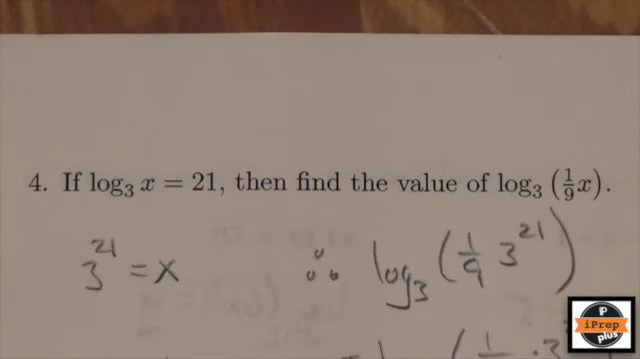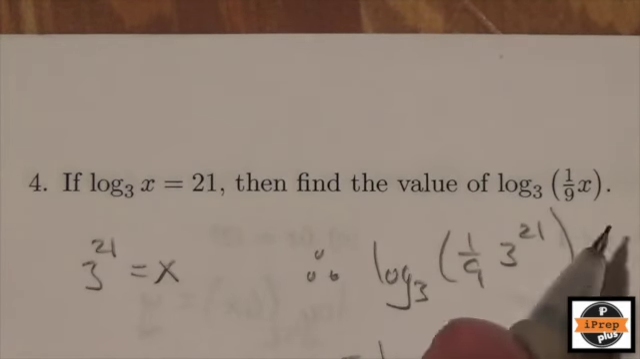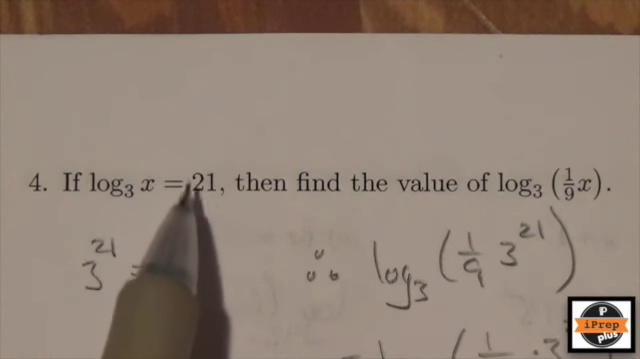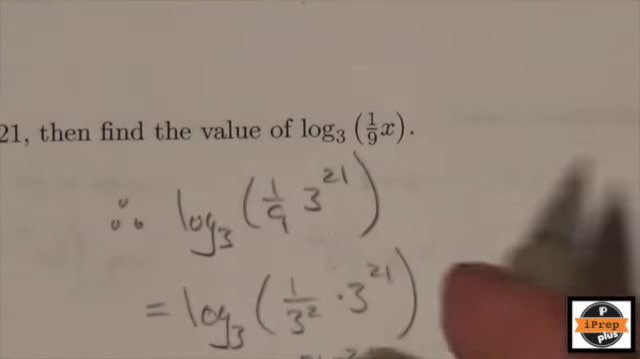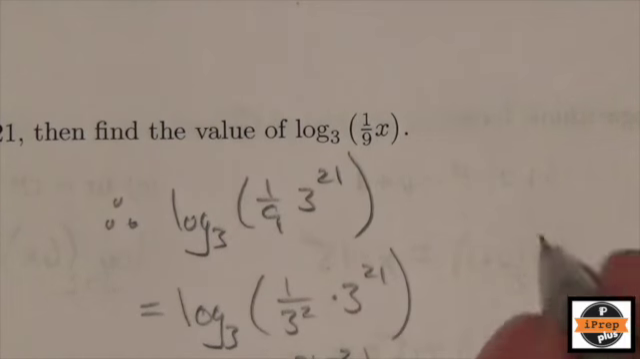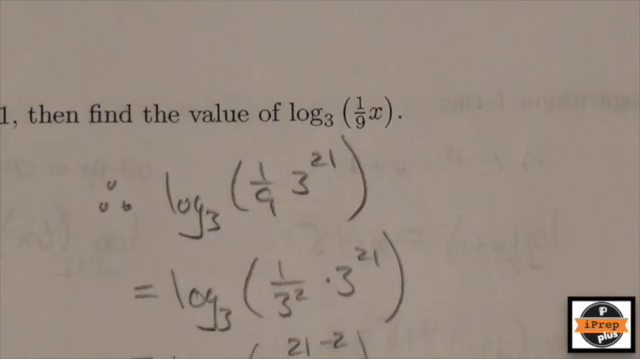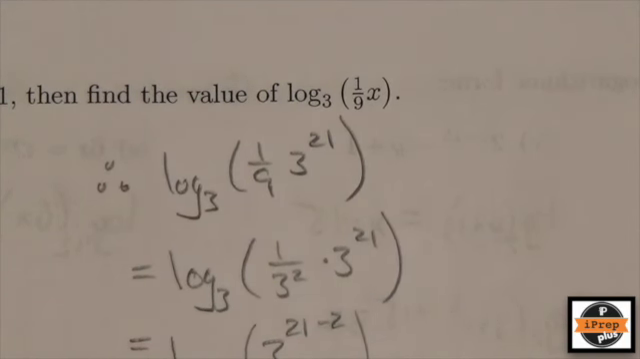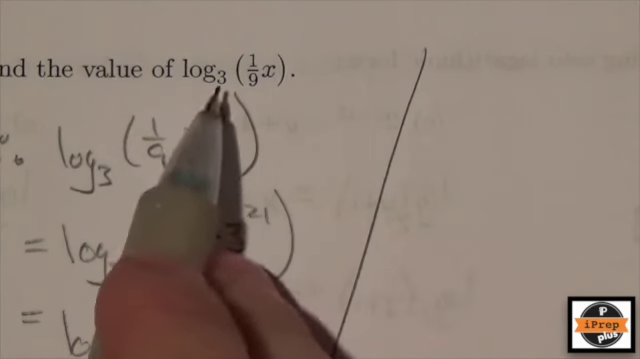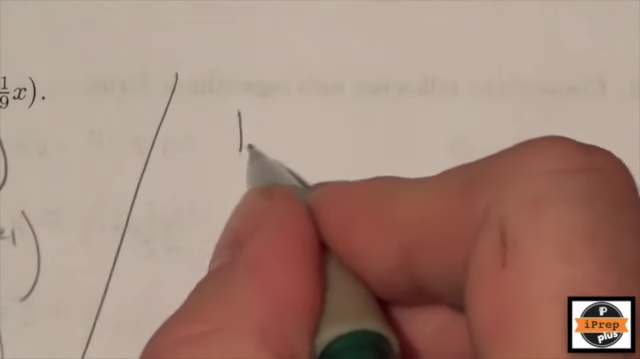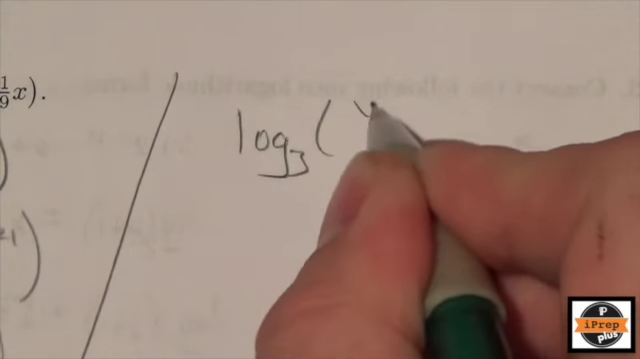Another way of doing it is if we go back to our original question. Another way of thinking about this is that I'm telling you that the log base 3 of x is 21. Now, what if I take a look at this bit right here? You may or may not have explored all of the logarithm laws yet. It's hard to tell where people are going to be at. But one of the things I can do is take this log base 3 of 1/9 x and rewrite it as the log base 3 of x over 9.